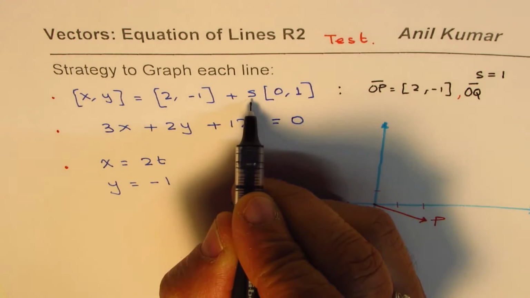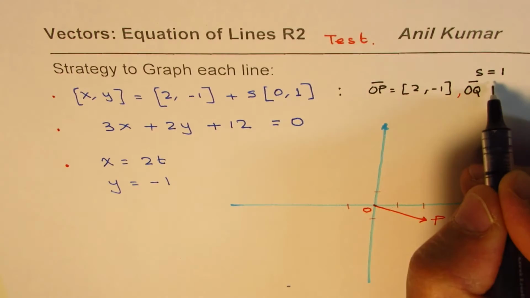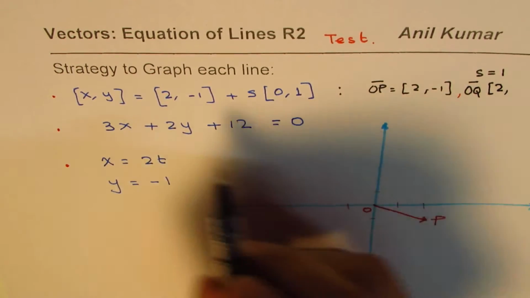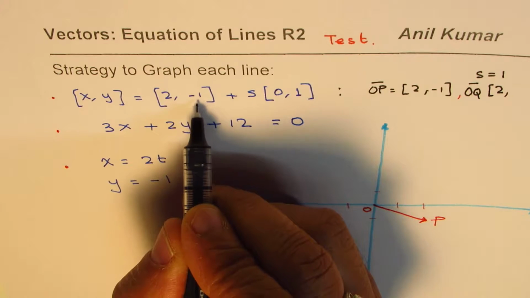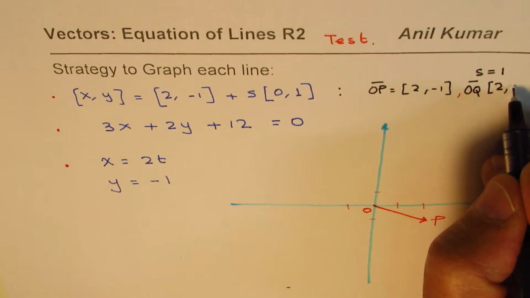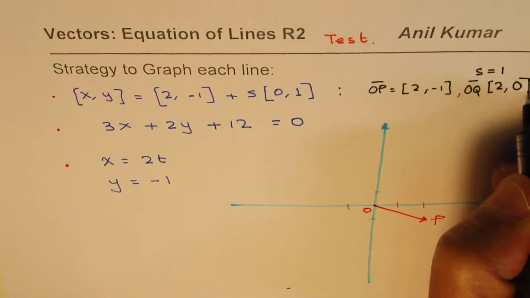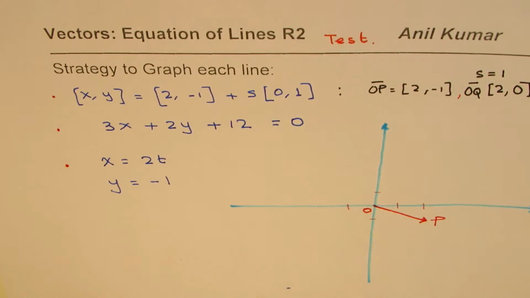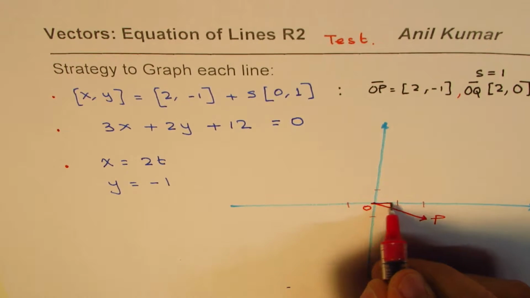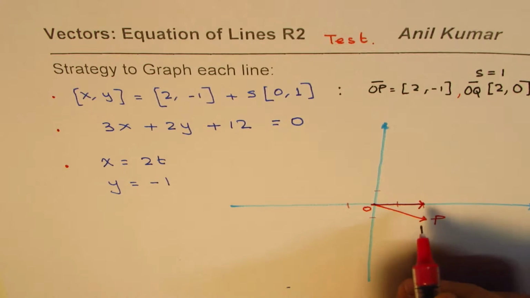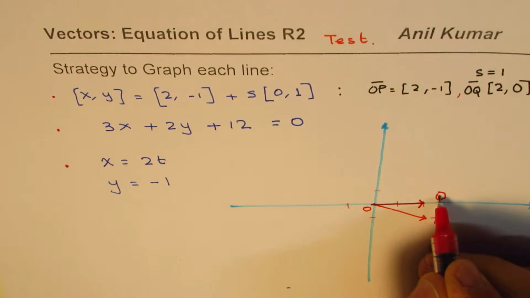If I take s as 1, then it'll be 2 plus 0, which is 2, right? And minus 1 plus 1 will give me 0, right? So I get this point, which is OQ. Do you see that? OQ. So this will be the point Q.